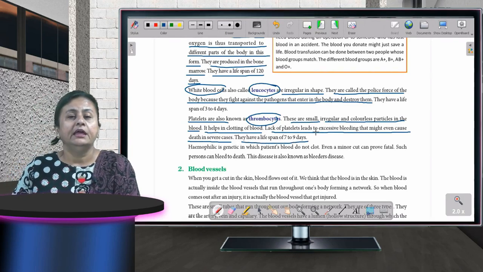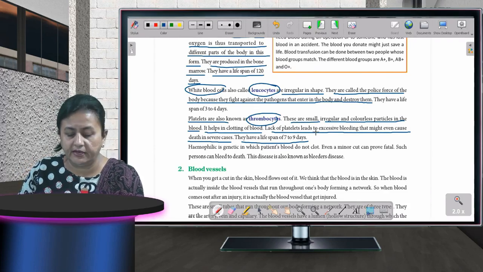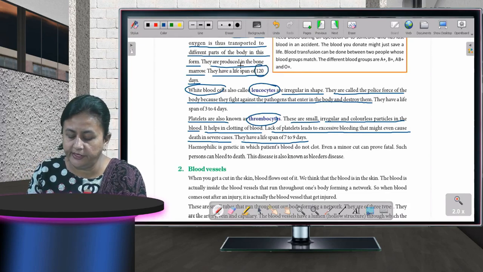See children, just now I told you about RBCs. RBCs are erythrocytes. Then where are they formed? They are produced in the bone marrow. And what is the lifespan? The lifespan of them is 120 days.